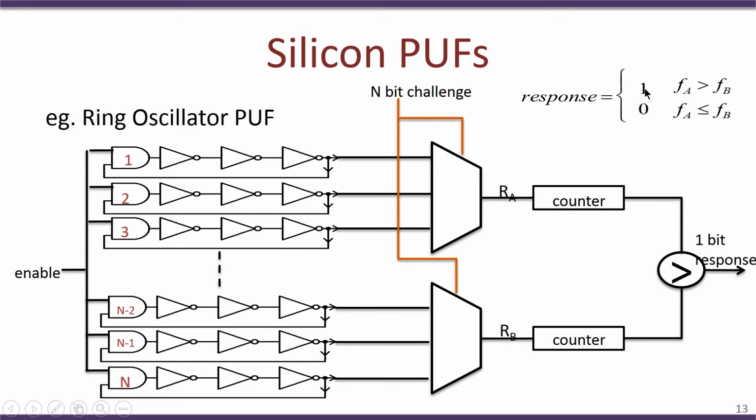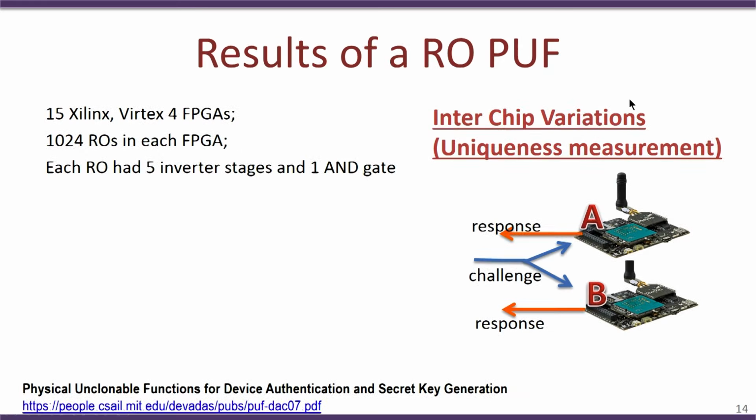So, for example, if I continuously choose different challenges, I would get a larger string of responses. Each response is independent of the other. So, we will take an example and we will actually look at the various properties of the ring oscillator PUF.